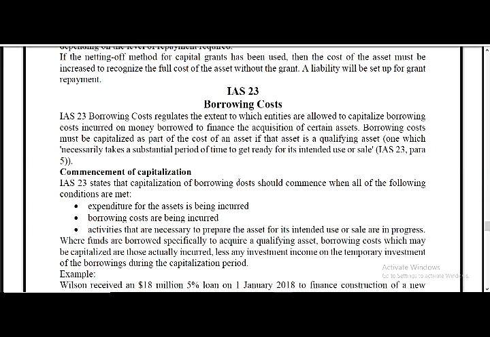This is basically IAS 23 in a nutshell. But it defines only a few assets on which it allows that interest to be capitalized, when the capitalization should be started, and when the capitalization should cease. All the rules we'll be studying, going through quickly, right? So IAS 23, in a nutshell, is very simple.